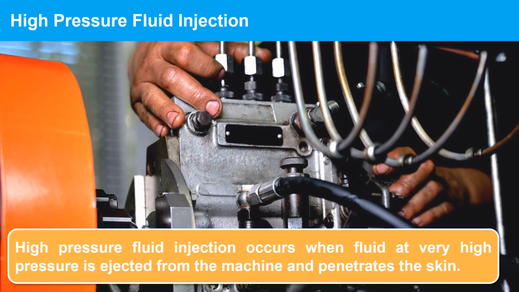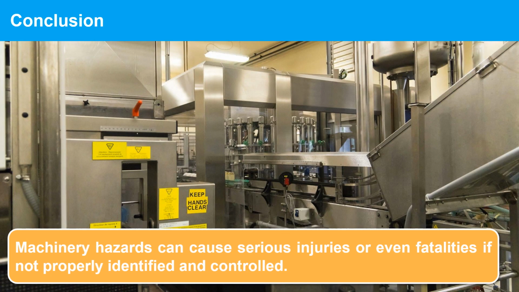High-pressure fluid injection hazards. This hazard occurs when fluid at very high pressure is ejected from the machine and penetrates the skin. Example: hydraulic fluid escaping from a burst hydraulic hose. In conclusion, machinery hazards can cause serious injuries or even fatalities if not properly identified and controlled.